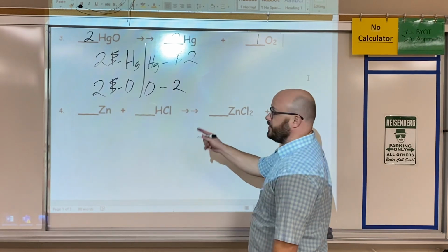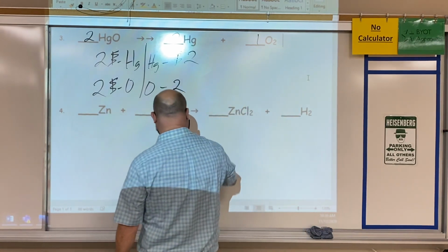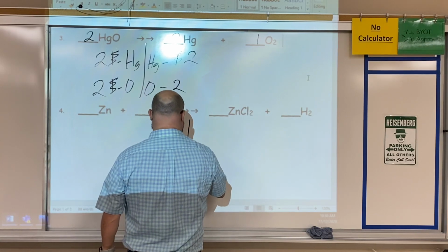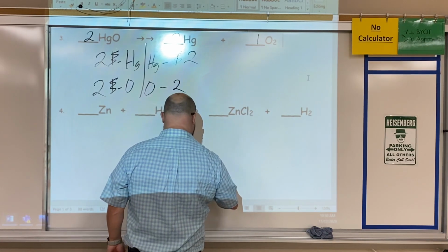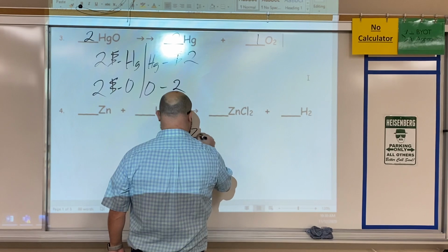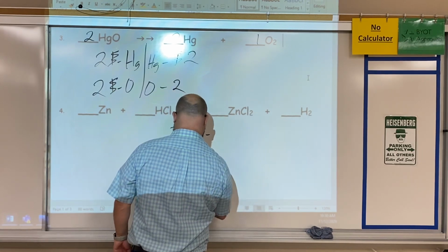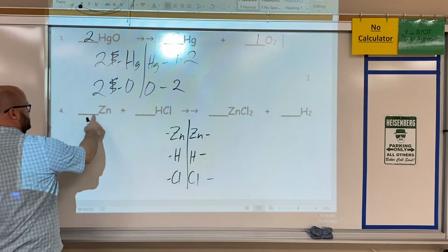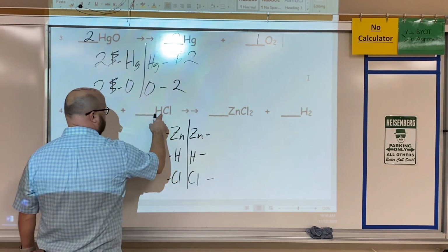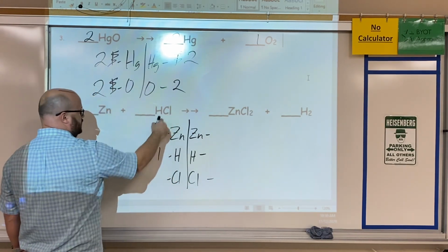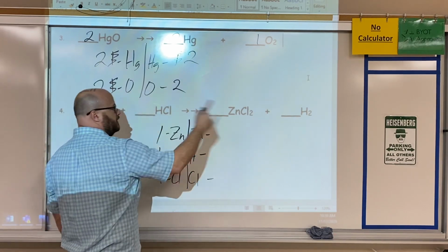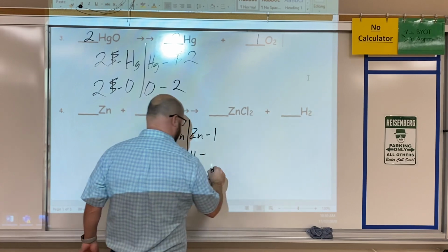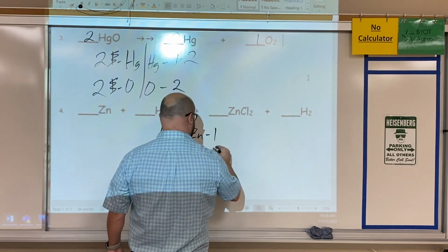Let's move up. 3 elements. Zinc, hydrogen, chlorine. Now go through and count your atoms. Zinc is 1, hydrogen's 1, chlorine's 1. On the product side, zinc is 1, chlorine is 2, hydrogen is 2.